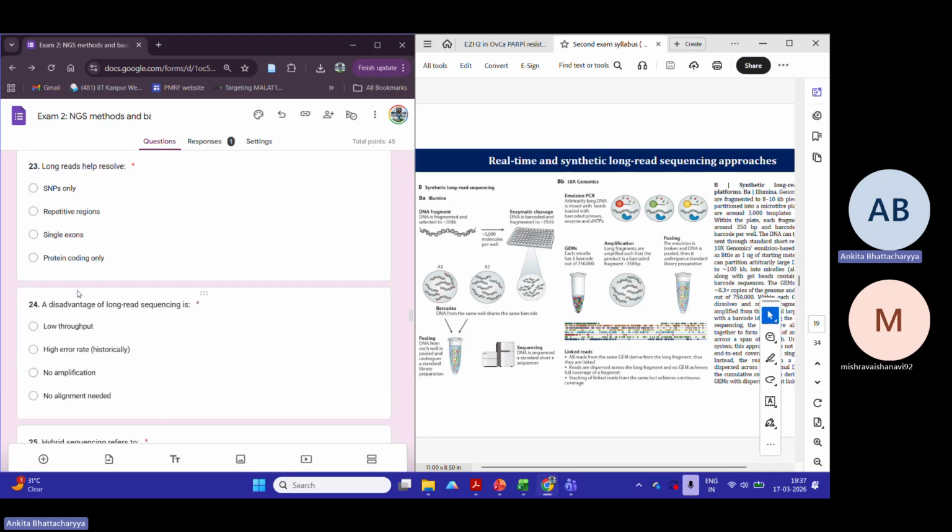Then long reads actually end up resolving the repetitive regions much better.